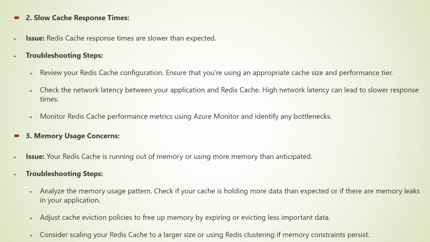3. Memory usage concerns. Issue: your Redis cache is running out of memory or using more memory than anticipated. Troubleshooting steps. Analyze the memory usage pattern. Check if your cache is holding more data than expected or if there are memory leaks in your application. Adjust cache eviction policies to free up memory by expiring or evicting less important data. Consider scaling your Redis cache to a larger size or using Redis clustering if memory constraints persist.